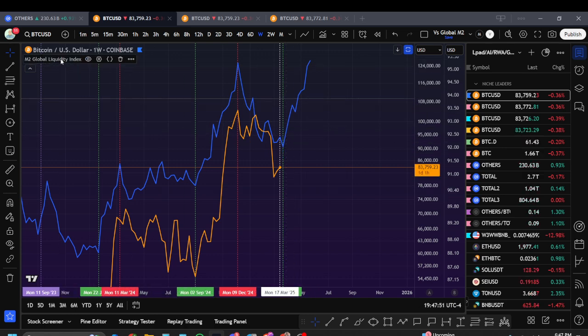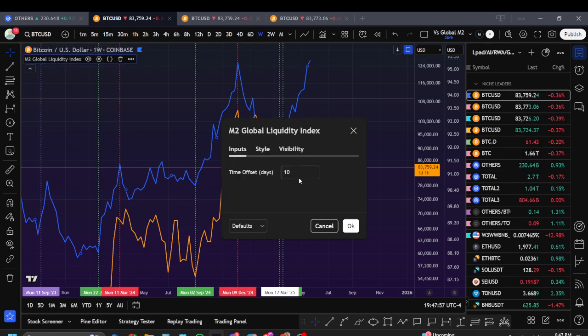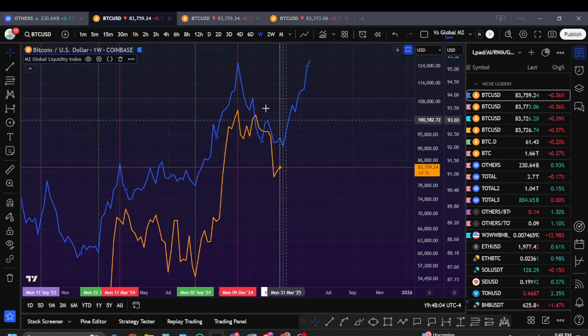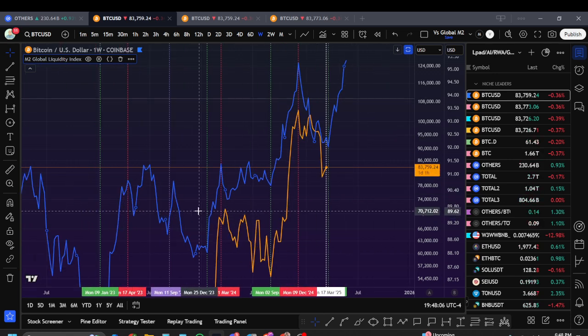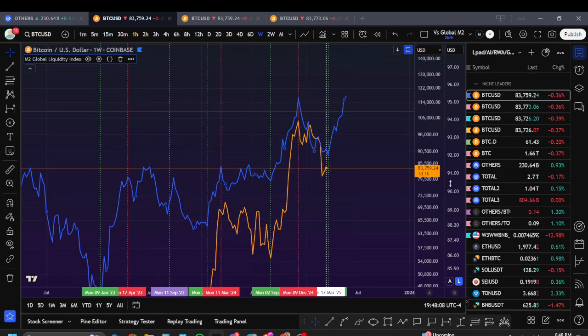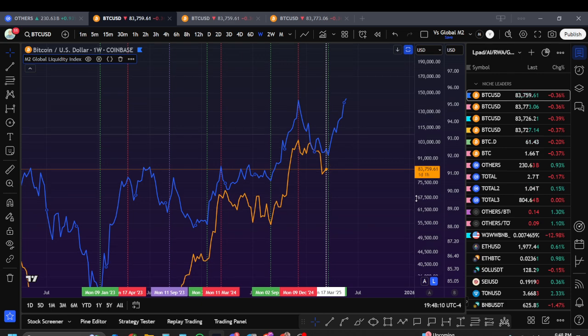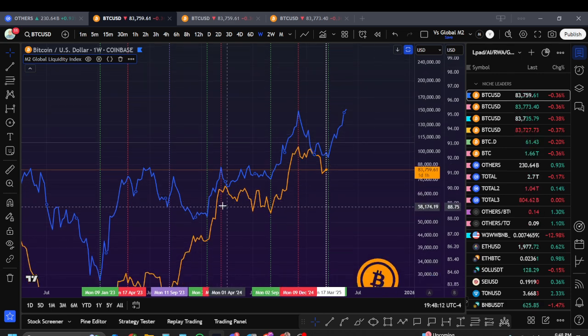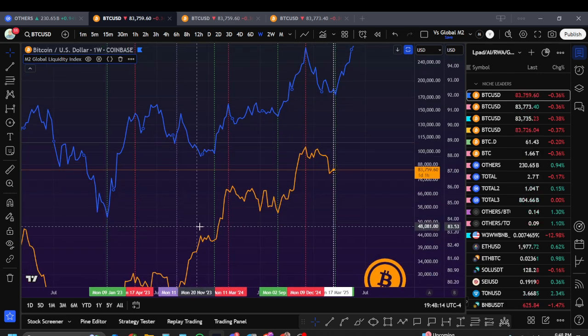So this first one here, you see that I'm on the weekly time frame and 10 weeks. Okay, so 10 weeks, which would be 70 days, obviously. All right, so looking at this one, we'll zoom out a little bit so that we can go back in time a little bit.